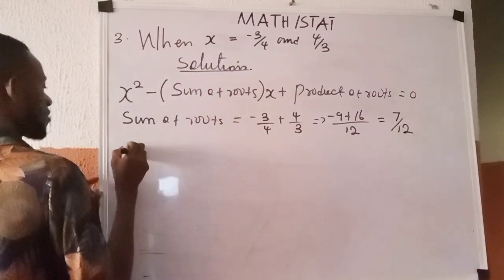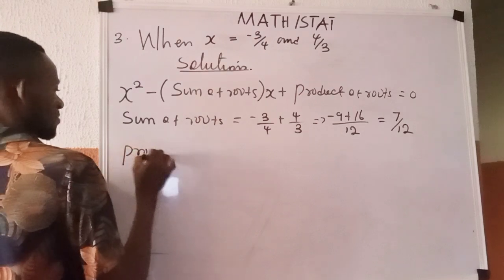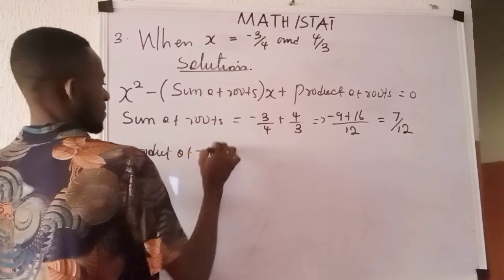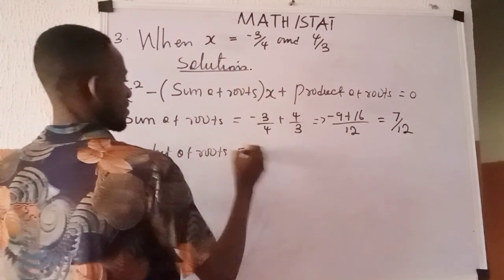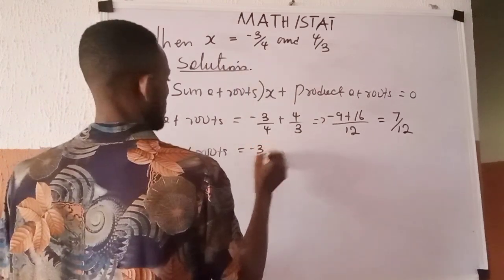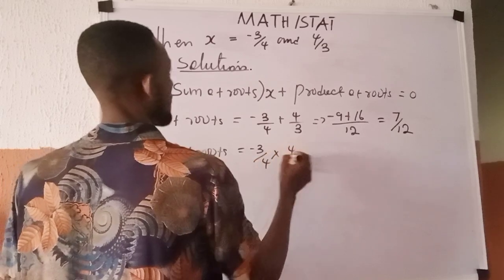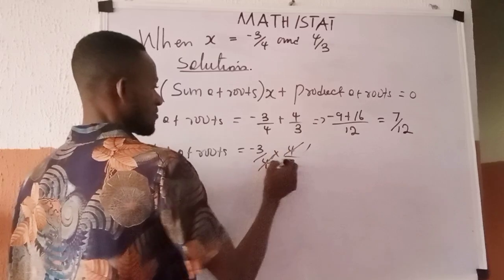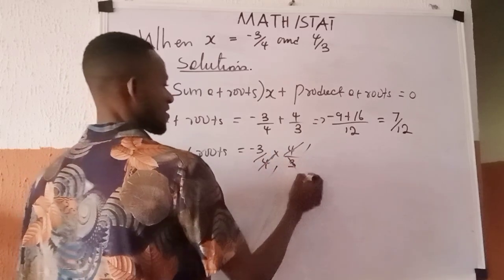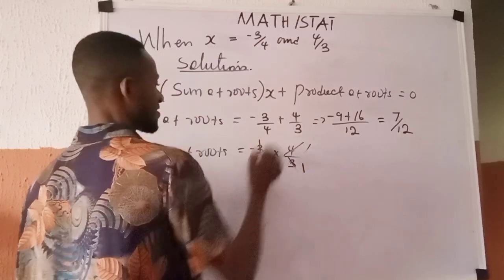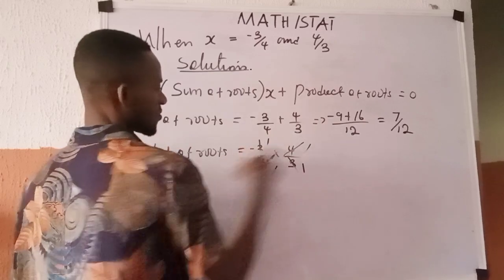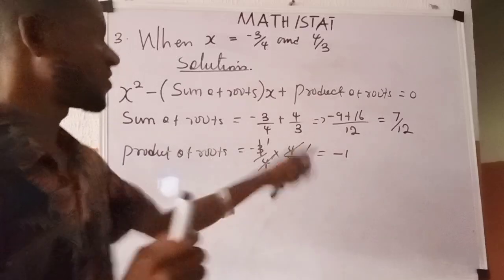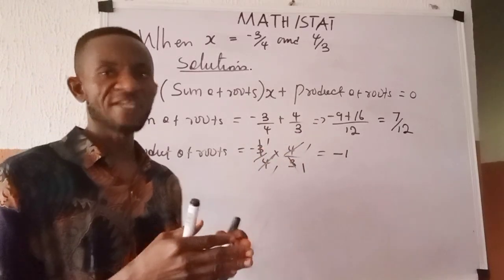So we now come for the product. Product of roots equals minus 3 over 4 times 4 over 3. So 4 will cancel this 4, leaving 1, and 3 will cancel this 3, leaving 1. But here is minus. So the whole thing will give us minus 1. So the product has given you minus 1.